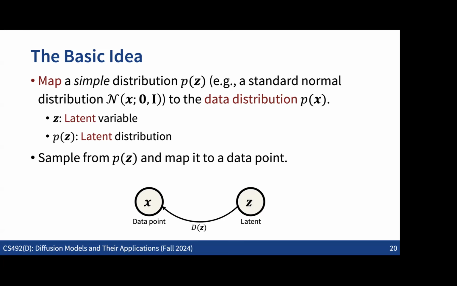And as terminology, we are going to call this simple distribution the latent distribution. So this is not the real data distribution, but we have some kind of proxy distribution. We are going to basically map this to the real data distribution, right? And also, one sample that is sampled from the latent distribution will be called the latent variable. So the whole process that we are going to do is basically mapping from the latent distribution into the data distribution.